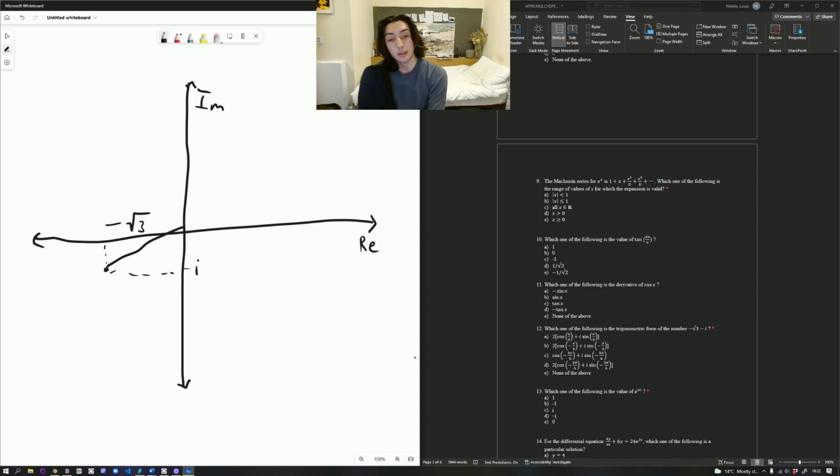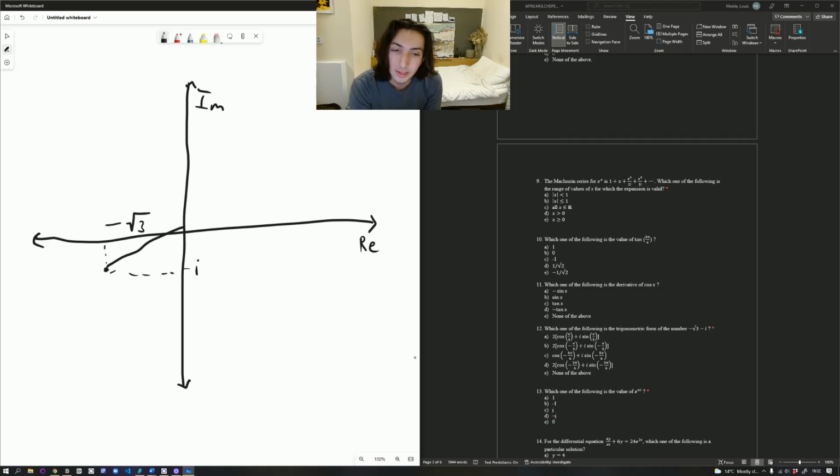Now for this trigonometric form, you need the modulus and you need the argument. That's why you often call it modulus-argument form. Here we can tell the modulus is just root 2, it's 2, so we can eliminate C and E.